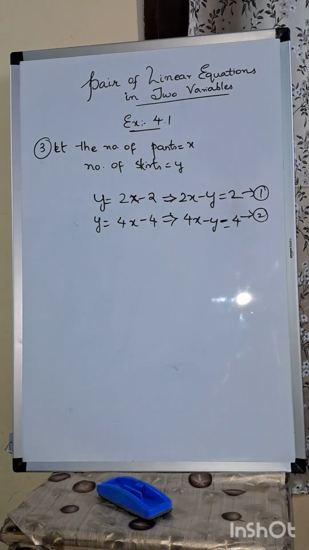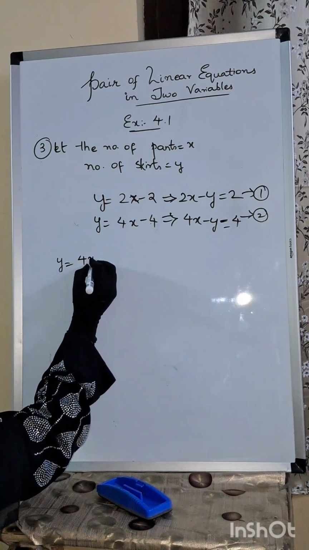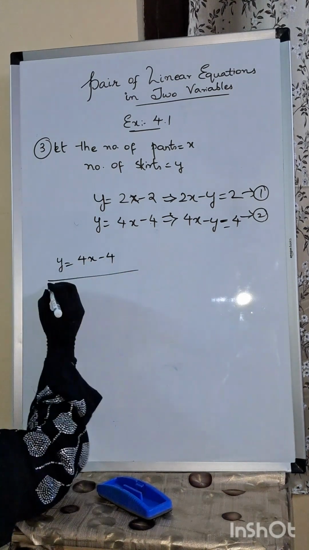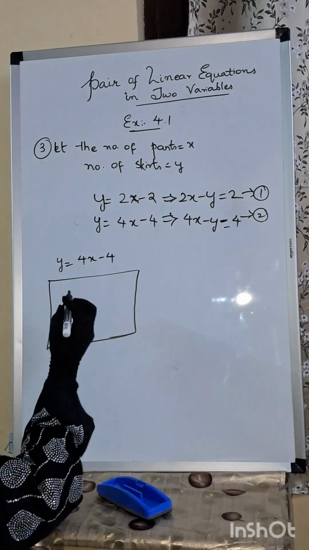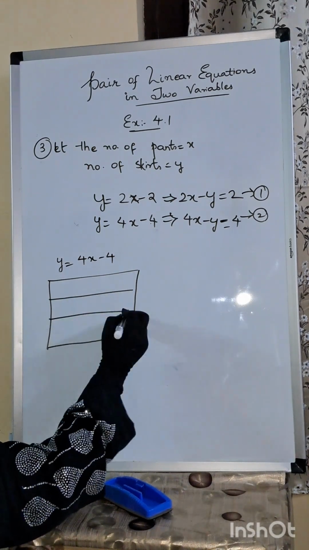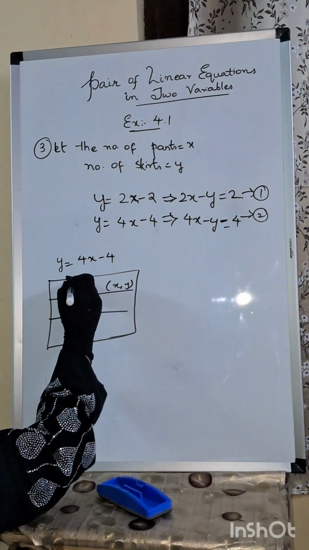So first we will draw the graph for y equals 4x minus 4 and then for 2x minus 2, right? So let us write the equation. y is equal to 4x minus 4. Let us take some values of x and y. This is x, this is y, and this is x comma y.